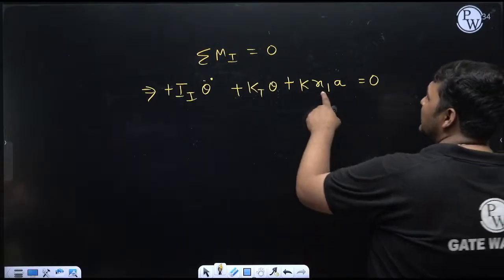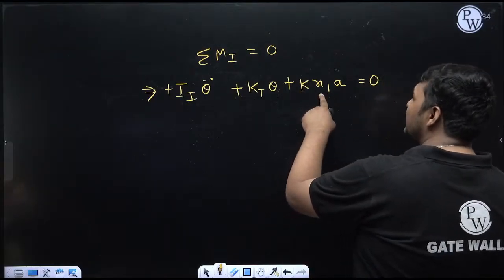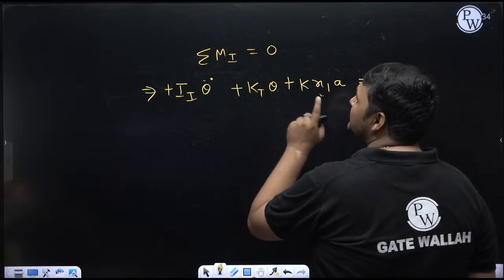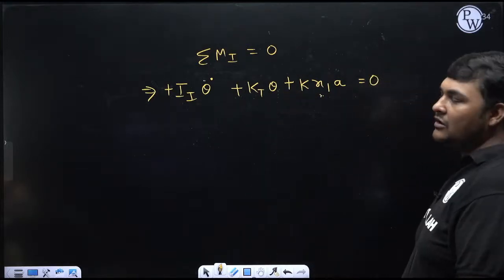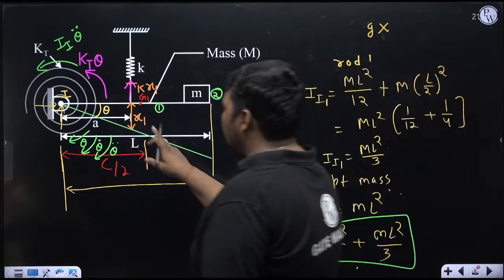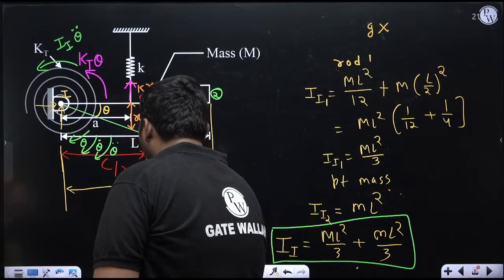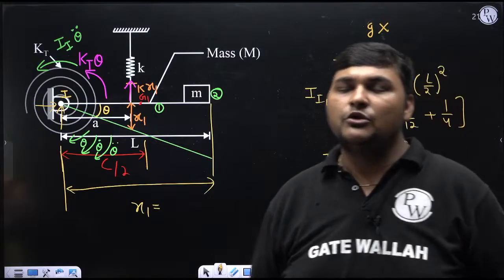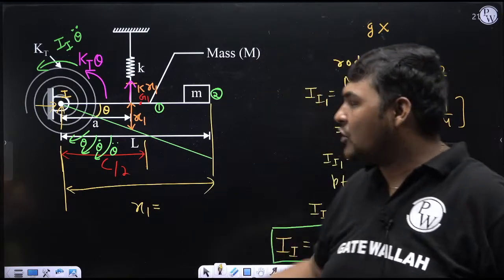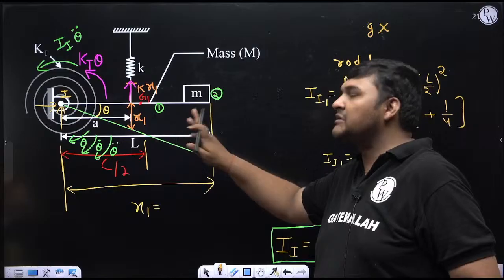But here x1 is coming. x1 is a displacement, so I will write the expression of x1 in terms of angular displacement theta. How can we find it? See, x1 is the displacement of this point. For small oscillation, whenever we derive the equation of vibration, it is based on the assumption that the oscillation is small, meaning this displacement is small.